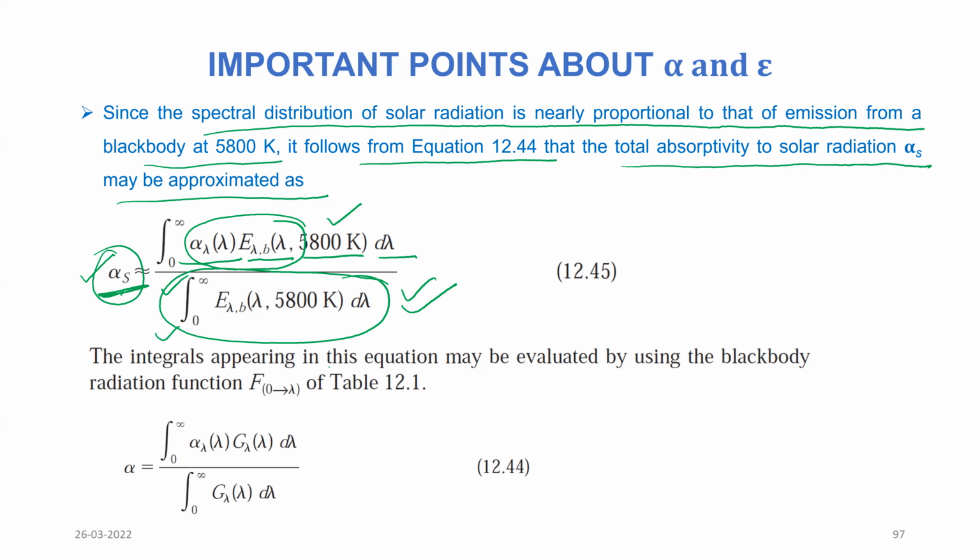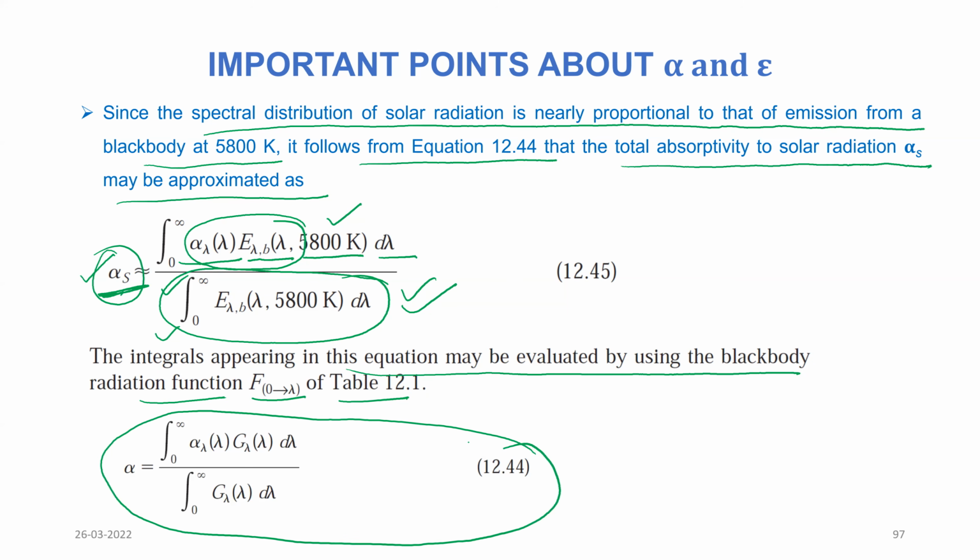The integrals appearing in this equation may be evaluated by using the black body functions as given in the table, 0 to lambda. This we have already been calculating. As you know, this is equation 12.44, which is written here to make you understand what equation 12.44 is, and based on that we have defined this particular equation, which is related to the absorptivity corresponding to solar radiation.